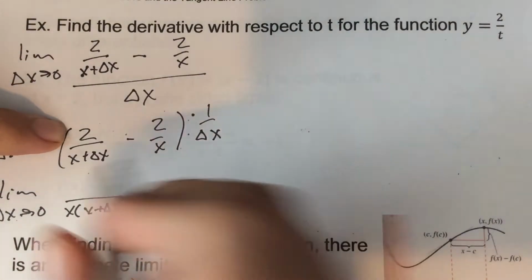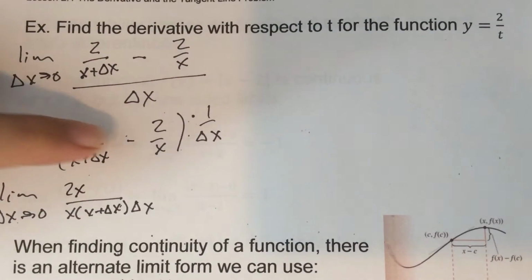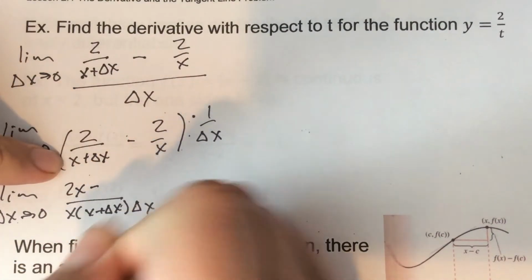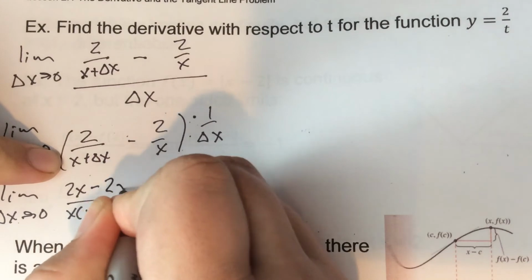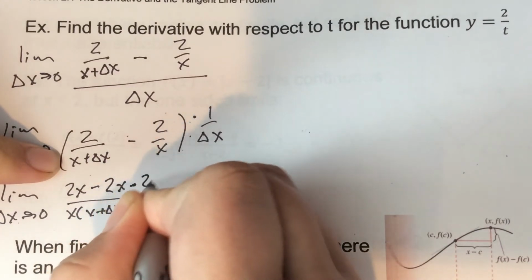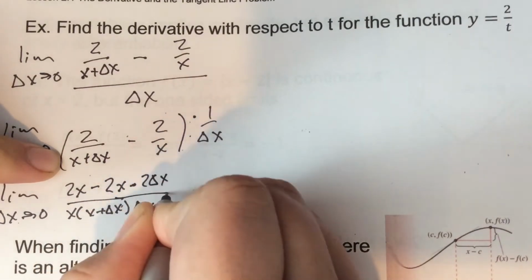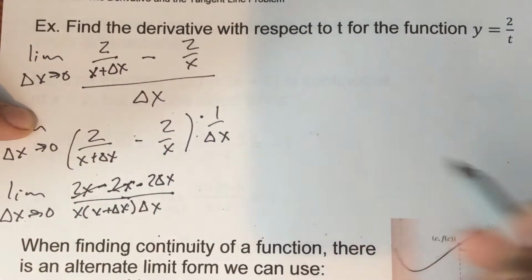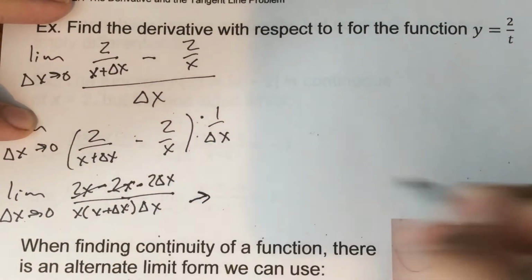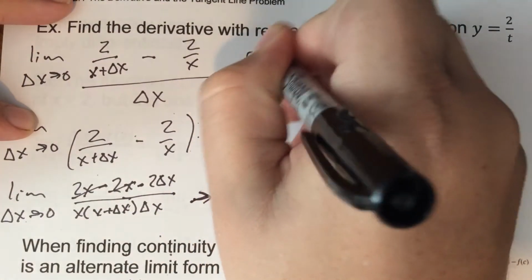So this first one's missing an x, so we'd have 2x there. Minus, the second one's missing an x plus change of x, so if we distribute the 2 in, we minus 2x minus 2 change of x. So 2x and a negative 2x, those can cancel.